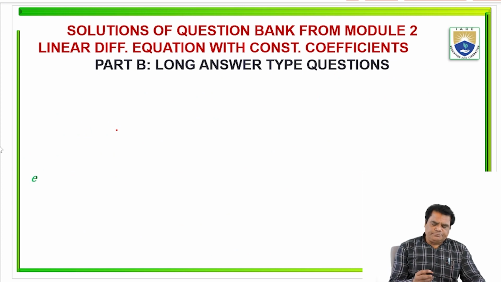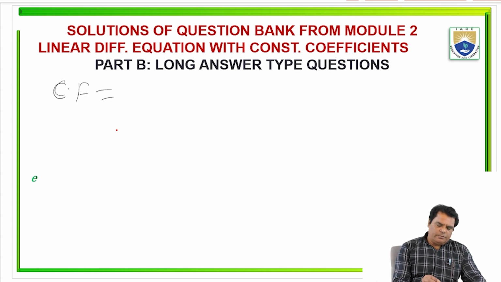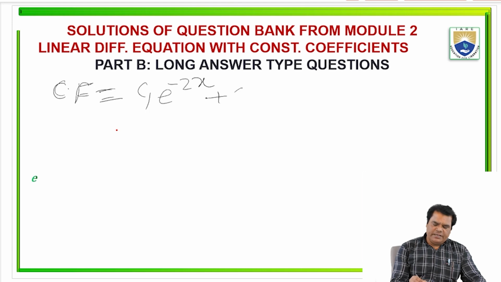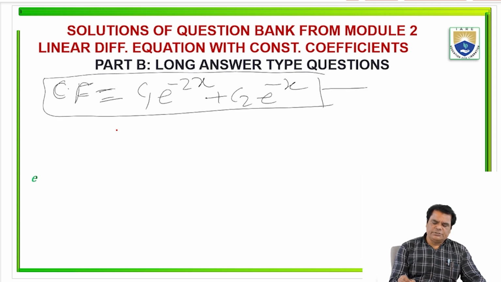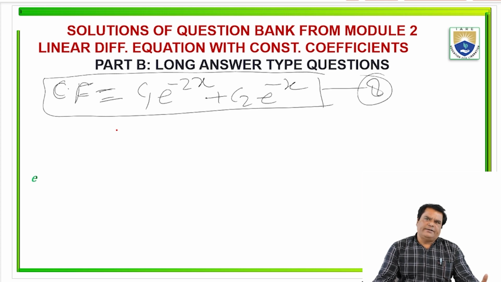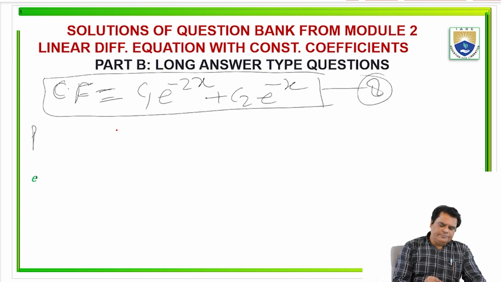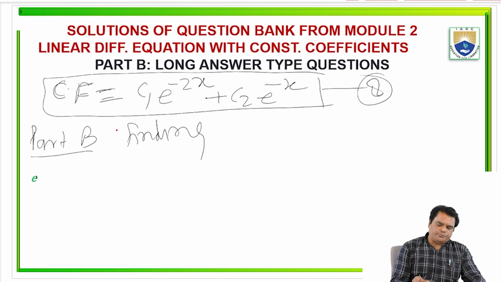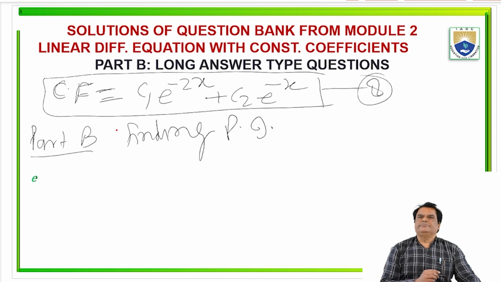So now we have found the CF, the complementary function. CF equals C1 e to the power minus 2x plus C2 e to the power minus x. This is solution 8. This is the complete CF we have found here. Now next, part B, finding the PI, the particular integral.